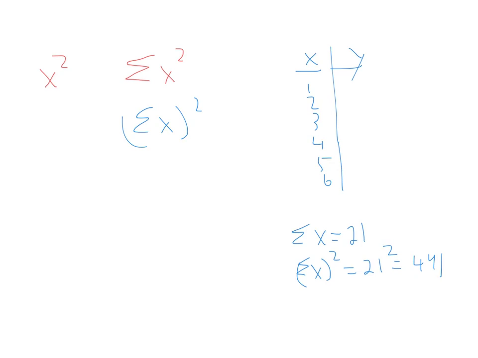But if I want the sum of x squareds, then first I have to square all of these values, and then I'm going to add those values, and that's going to be the sum of the x squareds if I add them all up, okay? So there's a little bit of a difference in that notation, and it makes a big difference to the number that you end up with.